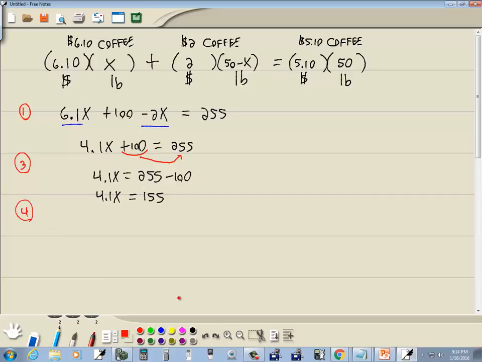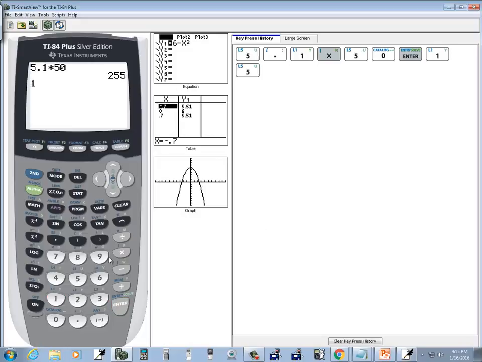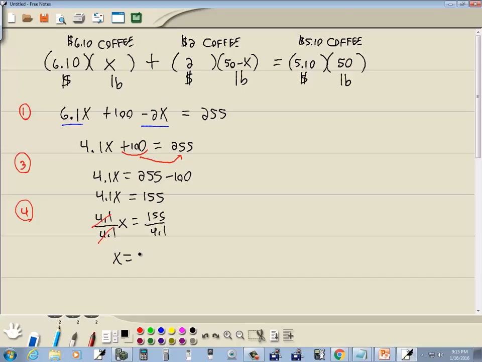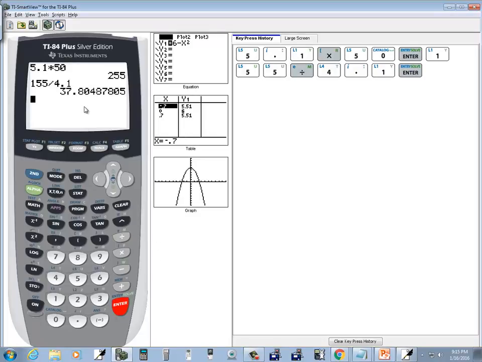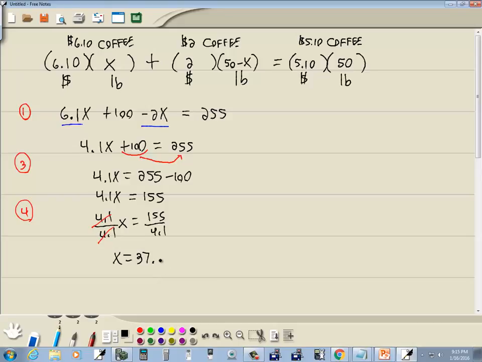Last step. Divide both sides by the number in front of your x. So we'll divide both sides by 4.1. Then when we do that, these 4.1s cancel. And 155 divided by 4.1 gives us, and we want to round this to 2 decimal places, I wrote in the instructions, 37.80 or 8. And this is X, so this would be the amount of $6.10 coffee. So this would be our answer for the $6.10 coffee.